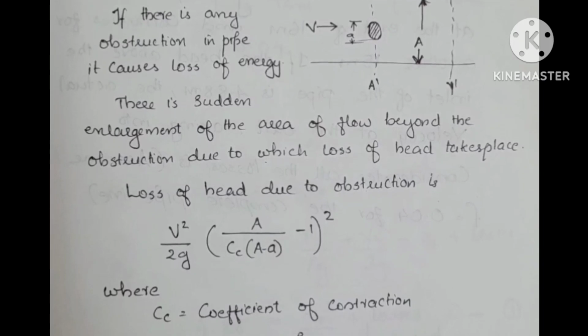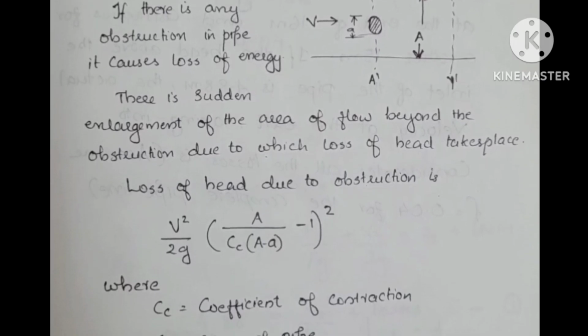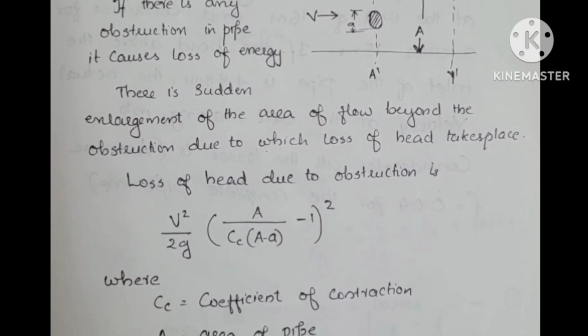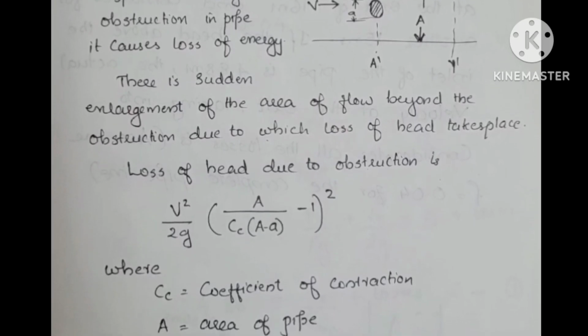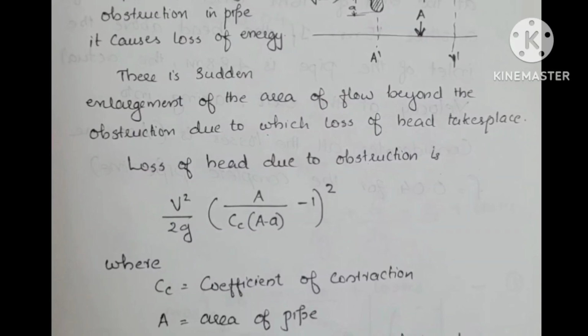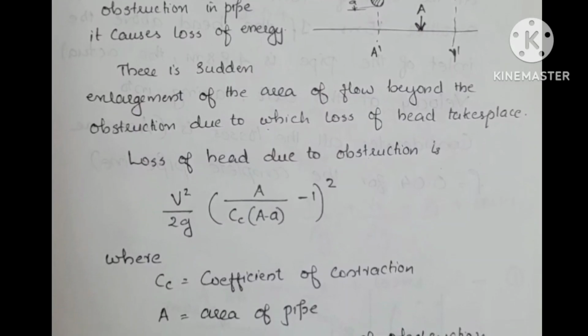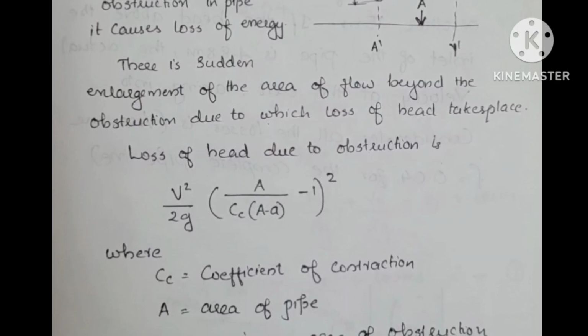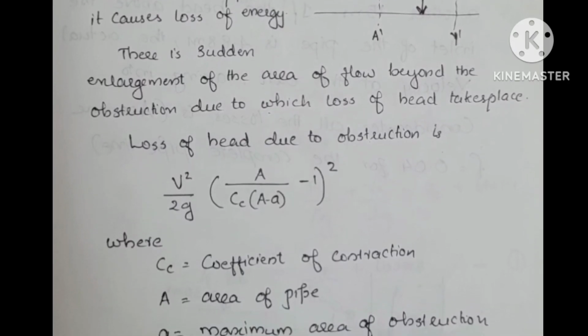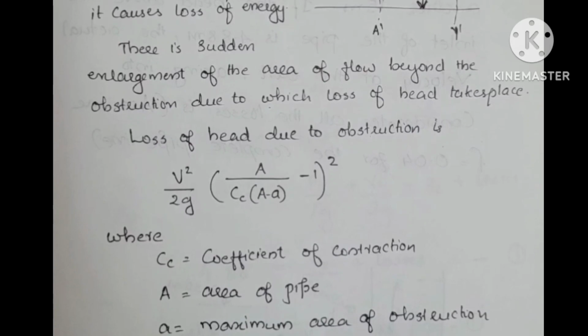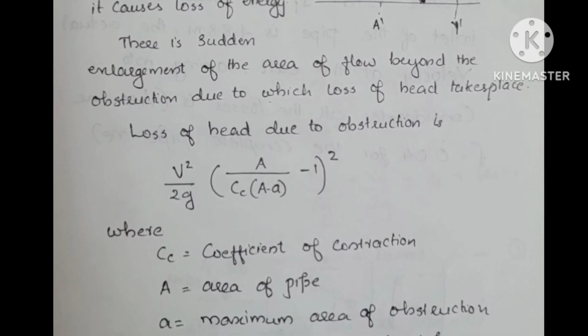in which V shows the velocity of liquid in pipe, small a is the maximum area of obstruction, and capital A is the area of pipe, and Cc is the coefficient of contraction. Due to obstruction in pipe, it causes loss of energy, and there is sudden enlargement of area of flow beyond the obstruction, due to which head loss takes place.